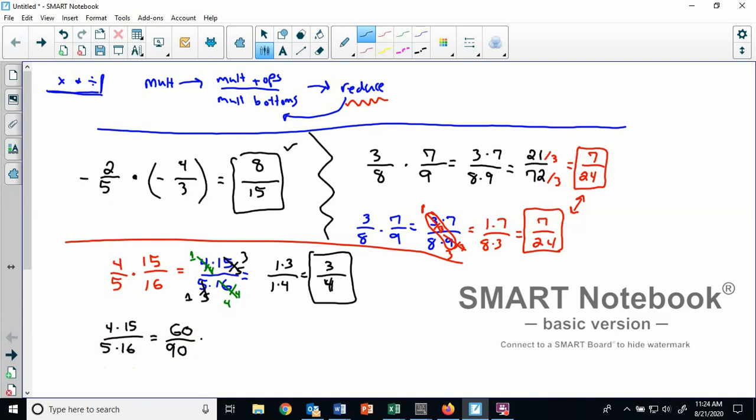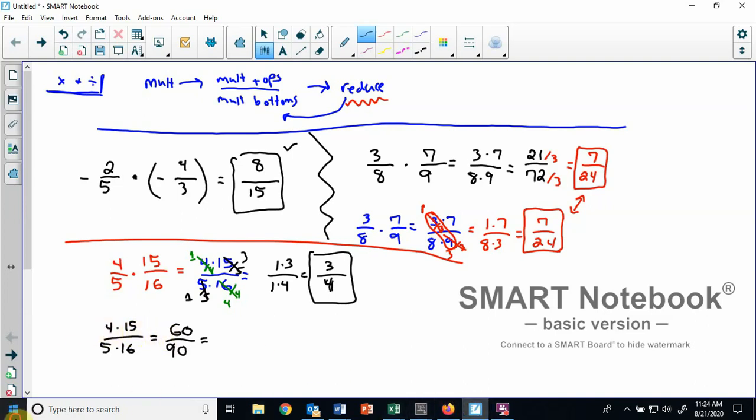And you would have had to work your way down to realize, did I do that right? 5 times 6. 4 times 15. You would have had to work your way down to figure out that that is 3 over 4. That's not right. One of these I did wrong. 4 times 15 is what?